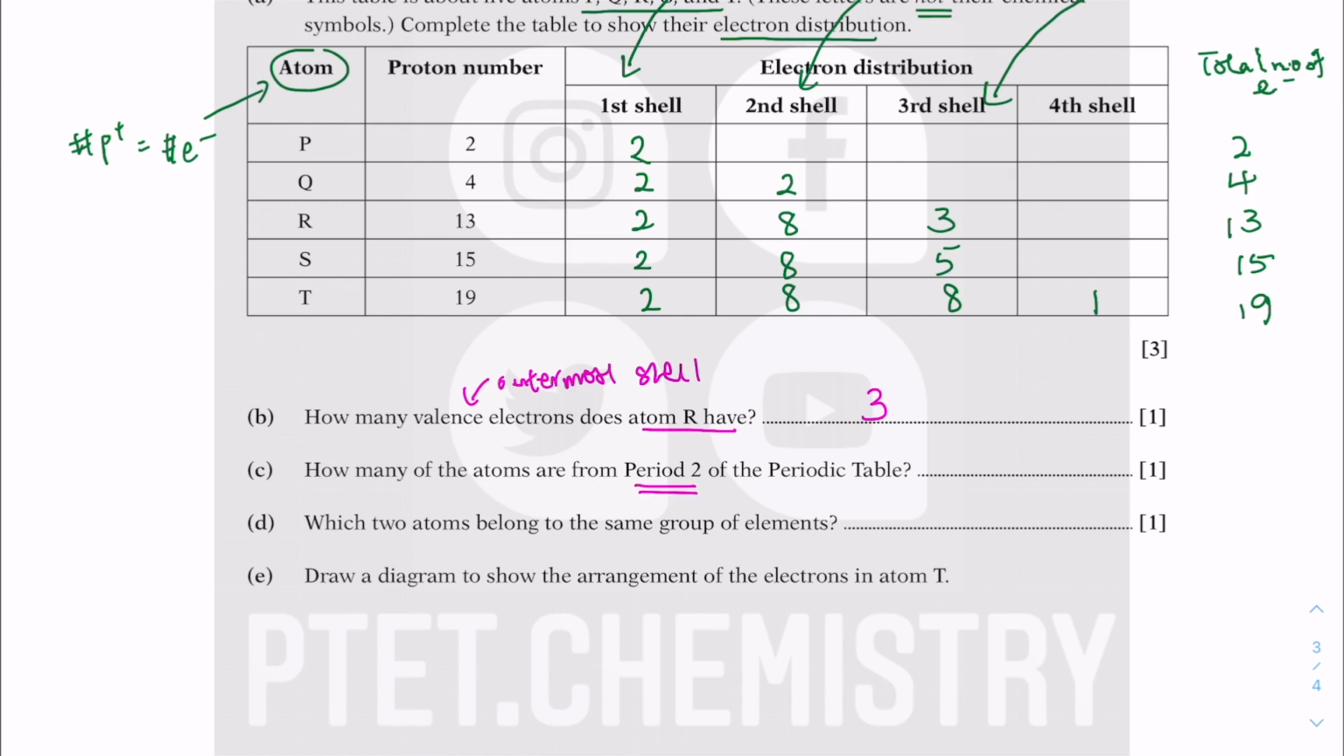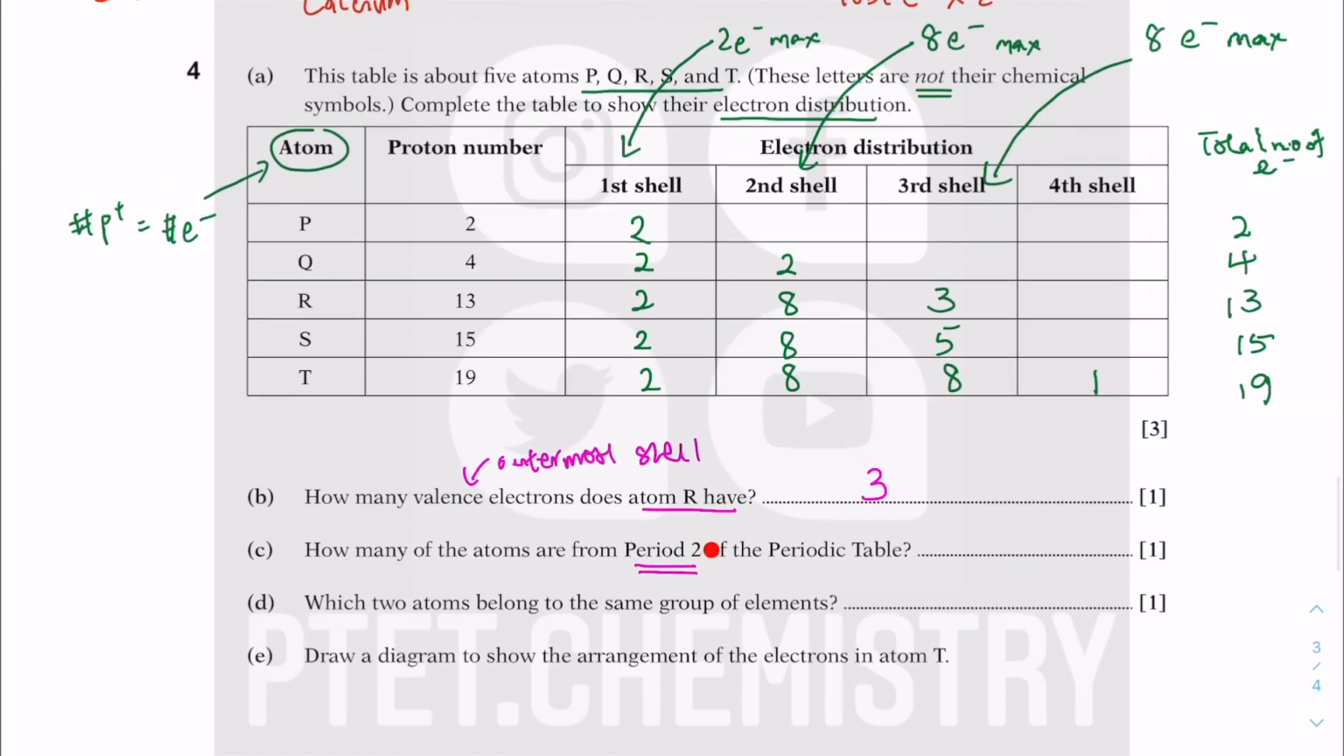Period 2 of the periodic table would mean the outermost filled shell is the second shell. So this is a first period element because only the first shell is filled. This is a second period element. This is not a second period element because the outermost electron fills the third shell. Same with this. These two are period 3 elements. This is a period 4 element.